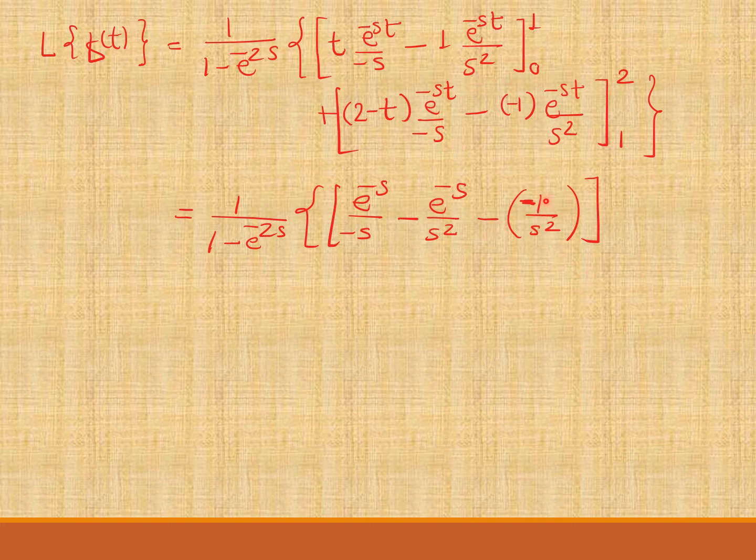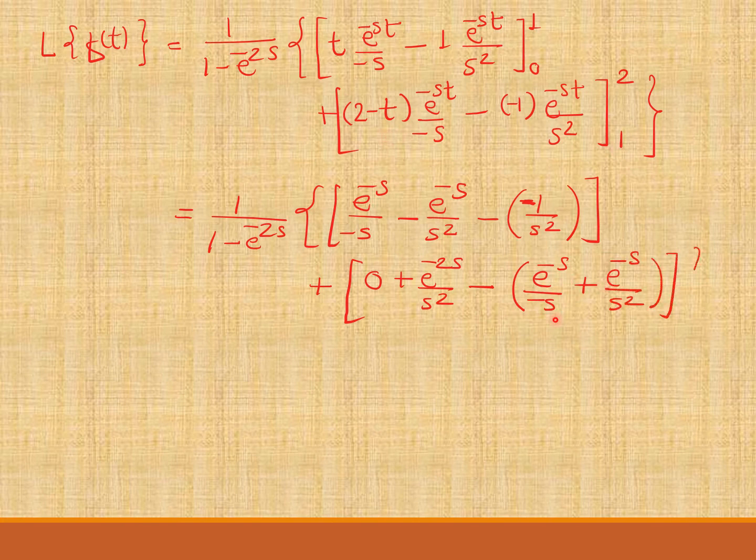Now for the second bracket, if we substitute the upper limit, we get the first term as 0 and the second term as e raised to power minus 2s upon s square, minus the lower limit. When t is 1, we get e raised to power minus s upon minus s, and when we put 1 in the second term, we get e raised to power minus s upon s square.